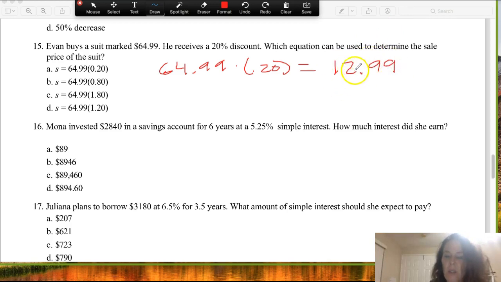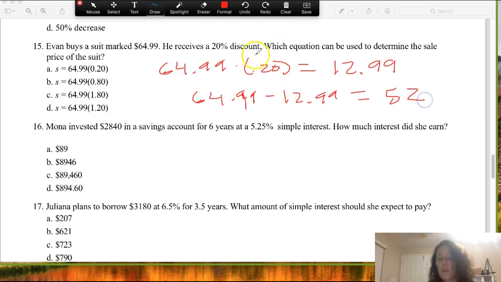So you get discounted by $12.99, $13 about, okay? Well, then you're going to have to go 64.99 minus 12.99 to get the actual price that you're going to pay. 64.99 minus 12.99, you're going to pay 52 bucks. So this wasn't one of the choices. 64.99 times this, and then getting your original 64.99 and minusing 12, that wasn't one of the choices.